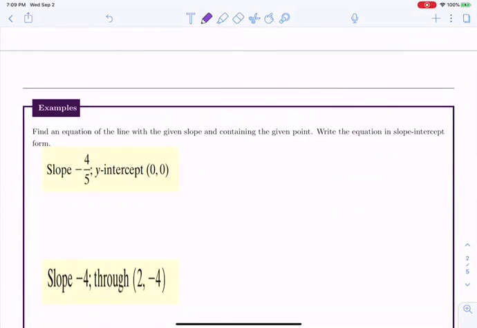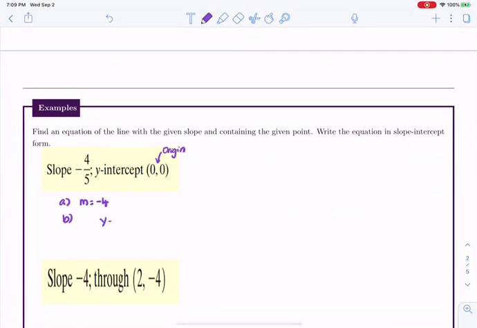Now, we want to find the equation in slope-intercept form, and this is an equation that is passing right through the origin. So the pair 0, 0 is what we call the origin. It is the center of the xy plane. Step 1, we have to find the slope. The slope is -4. And step 2, we plug in and we solve for b.